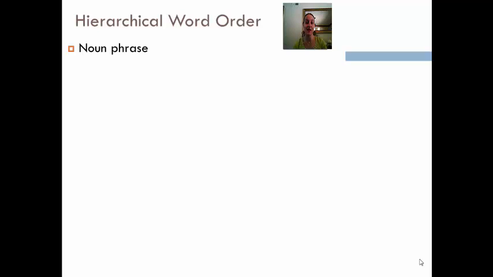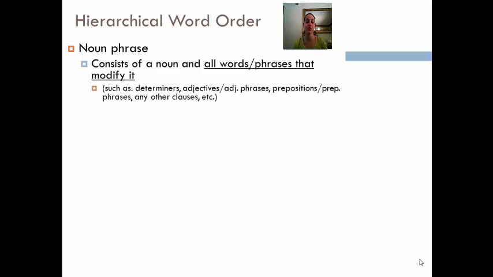The first type of phrase is a noun phrase. It consists of a noun and all words or phrases that modify that noun. So that includes determiners and adjectives which modify the noun, such as "the red balloon." The being the determiner, red being the adjective, balloon being the noun. And even after that noun, there can be other phrases, such as prepositional phrases, which we'll get to in a moment, that can tell us information about that noun phrase, that red balloon.